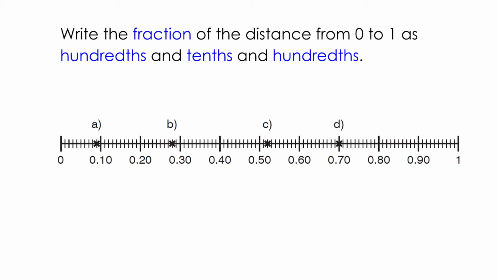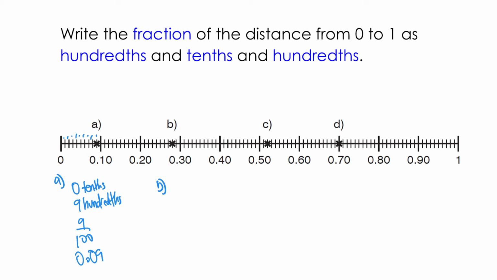Write the fraction of the distance from 0 to 1 as hundredths and tenths and hundredths. So let's look at A. This is right before 1/10. So right before 1/10, you have 0 tenths. And if you count these little guys here, 1, 2, 3, 4, 5, 6, 7, 8, 9, 9 hundredths. Okay, and this would be 9 over 100. I know it doesn't say to do this, but I'm going to do it anyways because you're going to have to do it anyways too. So this is for A.